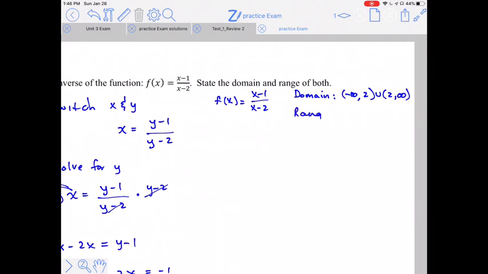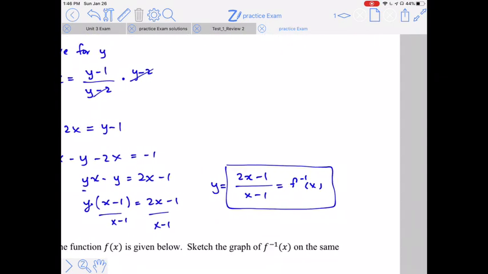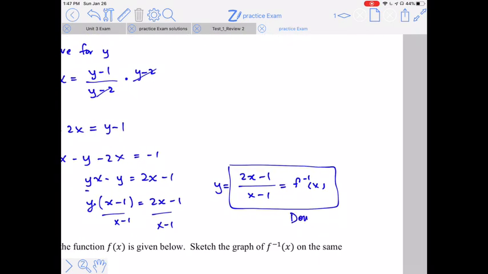The range is not quite as easy to find when we just have the equation. It can be easy to find with the graph. We don't have the graph for this. So I'm going to skip range for a second. Go down here to the inverse. We notice that on the inverse we have a denominator here of x minus 1. So x cannot equal positive 1. So the domain is everything except positive 1. So negative infinity to 1, and then 1 to infinity.